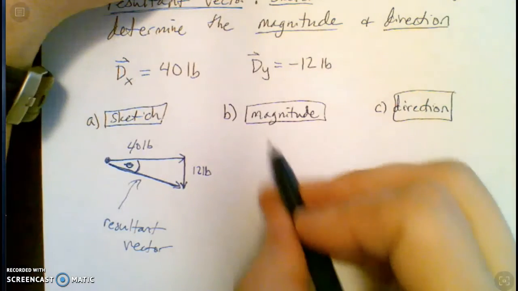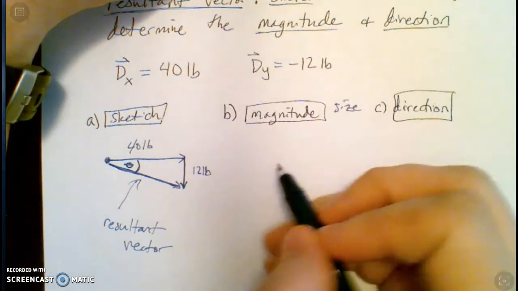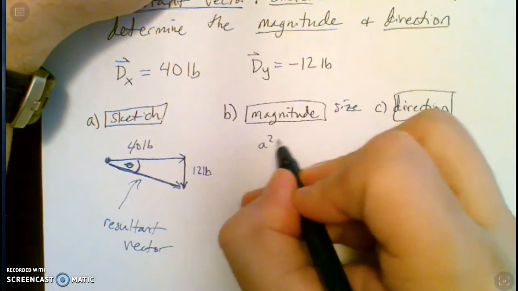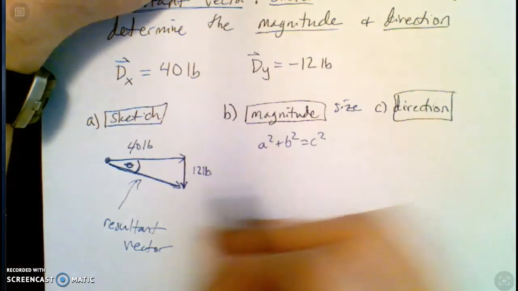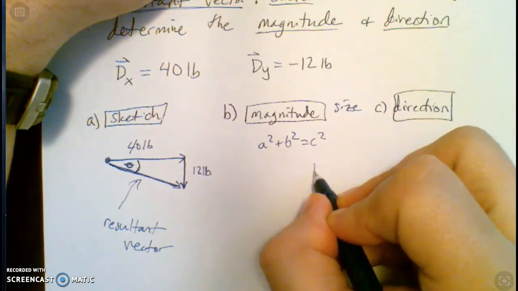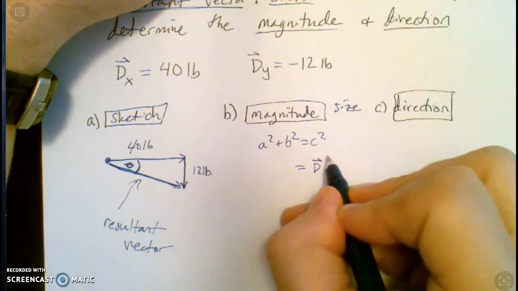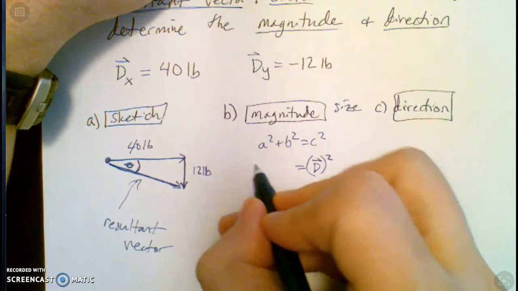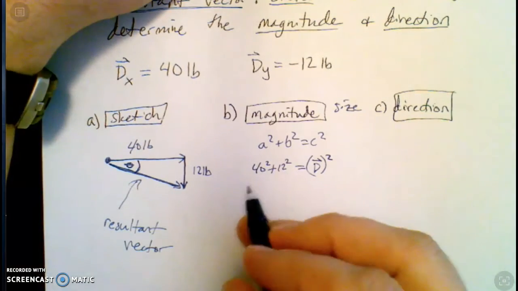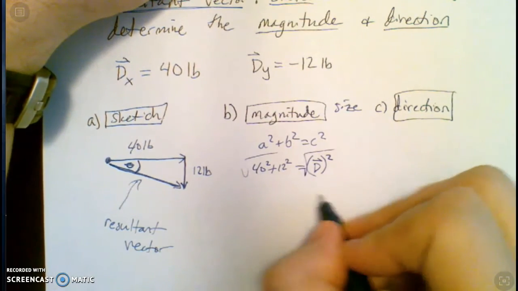Okay, so how do I find it? Magnitude is the size. So it's Pythagorean theorem. You got a 40 and a 12, so you're going to do the a squared plus b squared equals c squared. Just make sure the c squared is what you're looking for, and that's vector d. And a squared is 40 squared plus 12 squared. You could put a negative 12 when you square it. It turns out positive anyway. And then you're going to square root your answer.